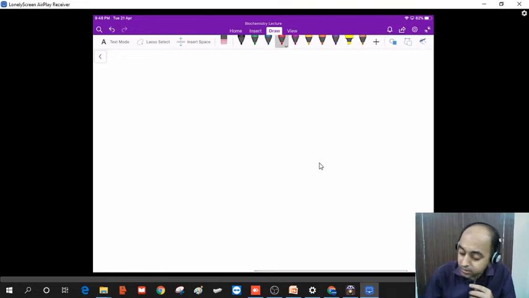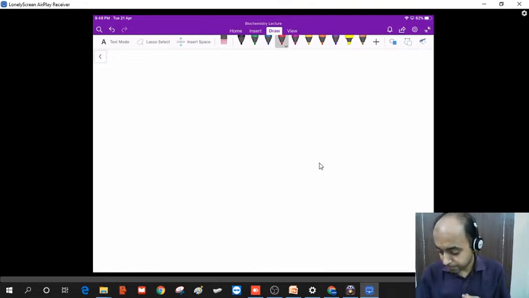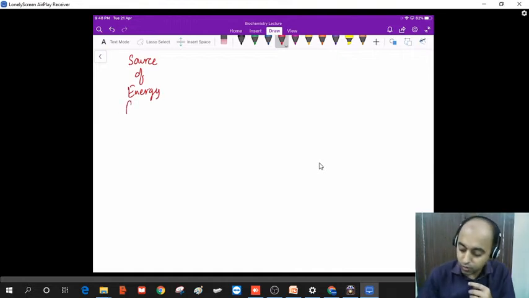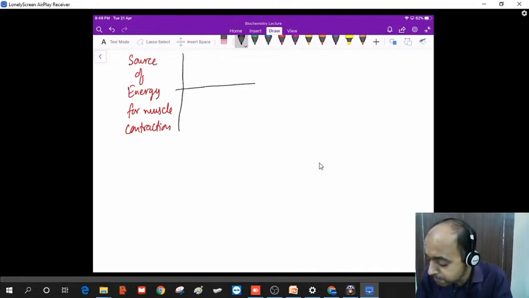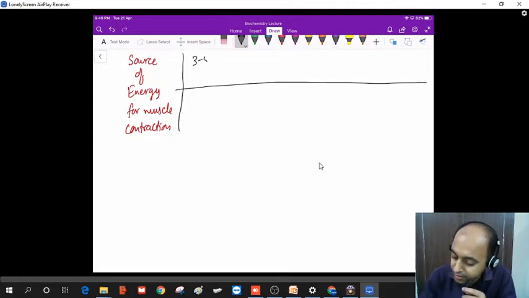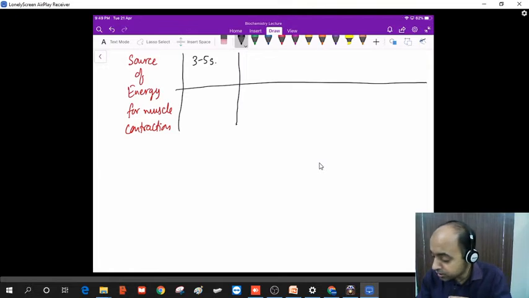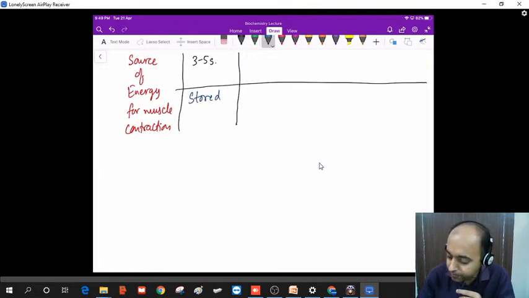What we need to know is the source of energy for muscle contraction in different stages. In the first 3 to 5 seconds, the source of energy is the stored ATP.